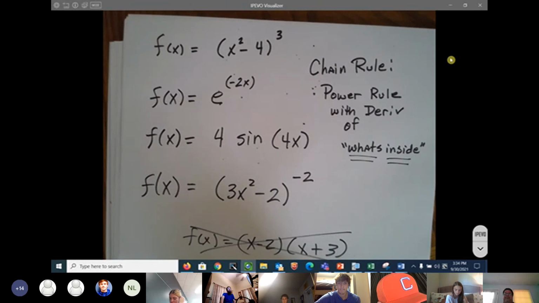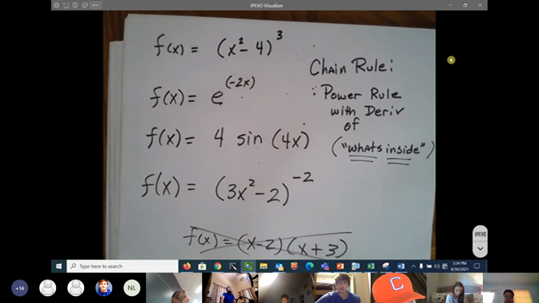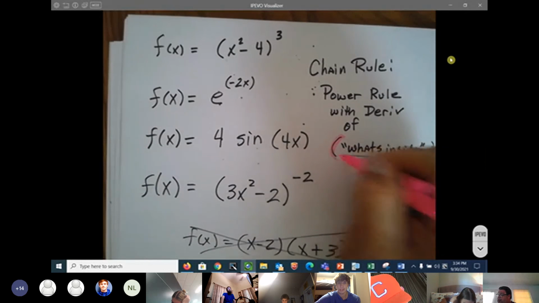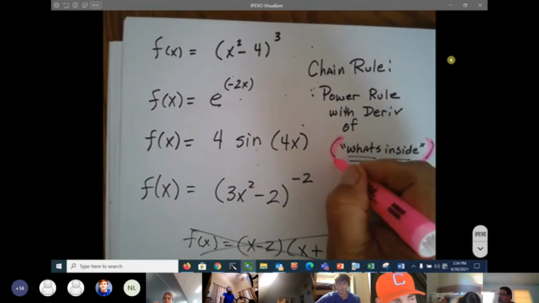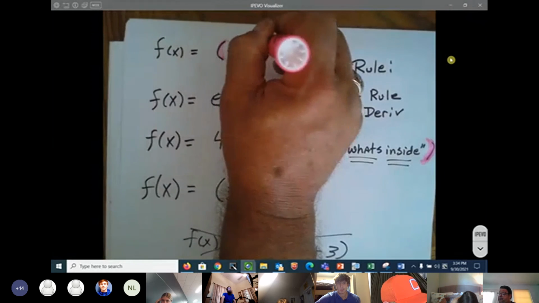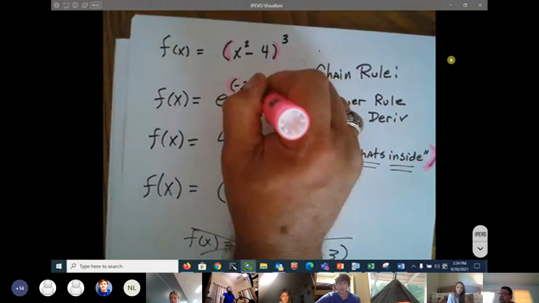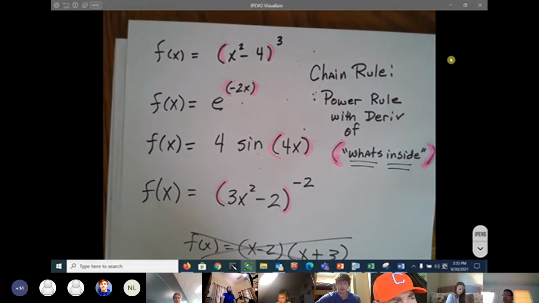If you're ever in a calculus class, you might hear this with the chain rule. What's inside? What's inside what? What's inside the parentheses. So I'm going to take my handy dandy pink highlighter, and every time we do the chain rule, I'm going to highlight those parentheses so you won't forget it. Everybody with me? Parentheses, parentheses, parentheses.